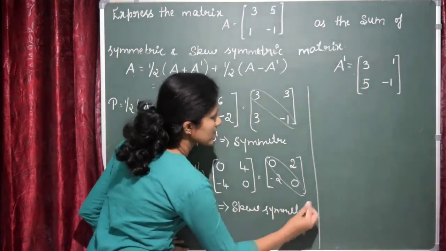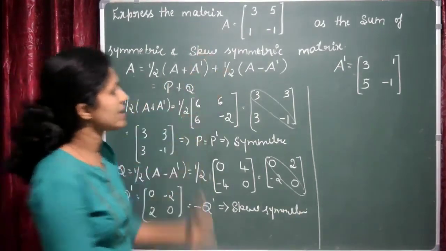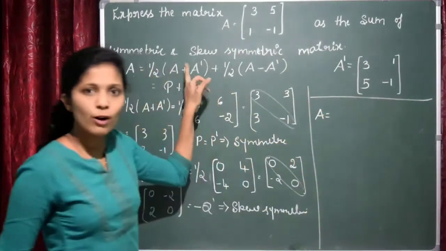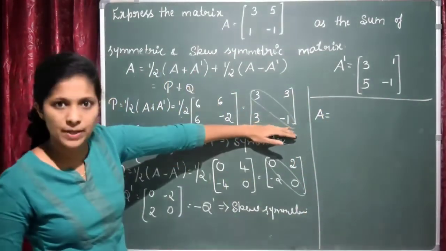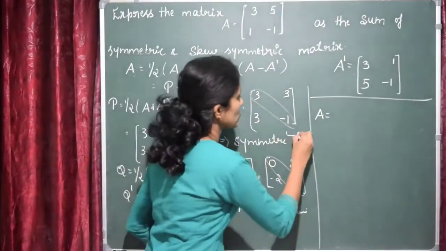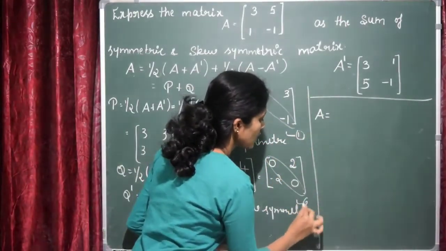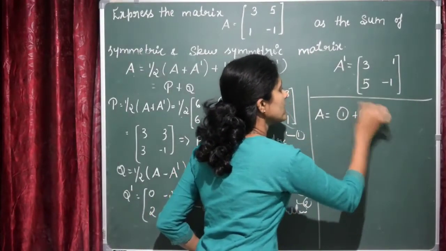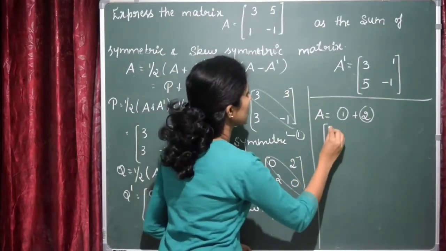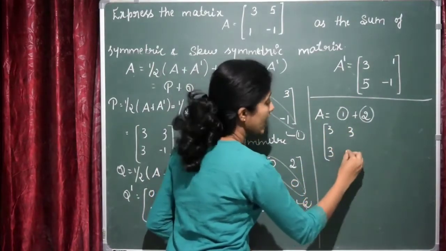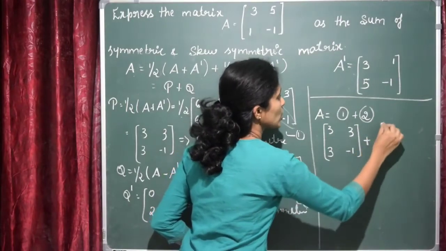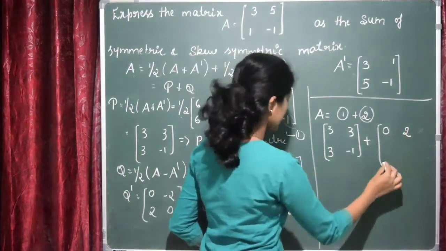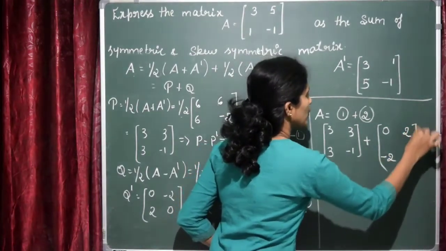Okay, now you have to express this one as the sum of symmetric and skew symmetric. So I can write A is equal to half of A plus A dash. What is that? Half of A plus A dash, this is a value, right? This I'll consider as 1 and this one I'll consider as 2. So I can write A as 1 plus 2. Is it clear? What is that 1? It is 3 and 3, this is 3 and minus 1, plus 2, which is skew symmetric, it is 0 and 2 and it is minus 2 and 0. We have to add this one.